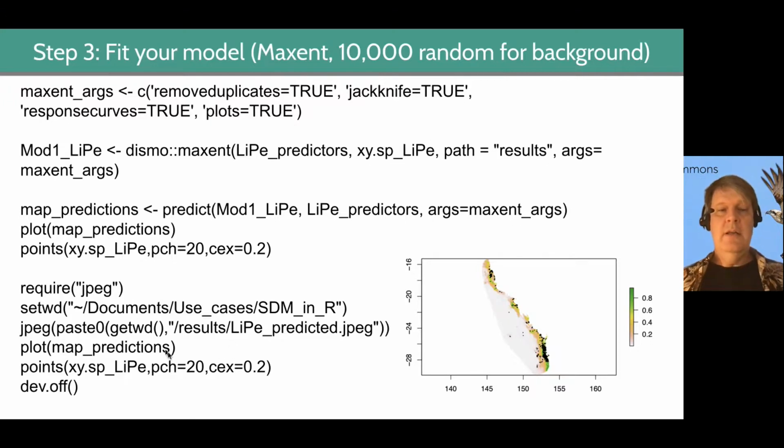And you can also create a map as a JPEG file and file it away in your folder, wherever you specify. So here we're going to put it in the results folder. We're going to call it this name. So this series of code, with the dev off at the end, just produces that map as a JPEG that you can pop into your results folder.